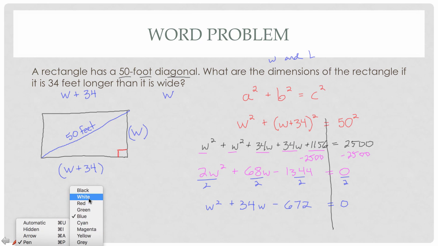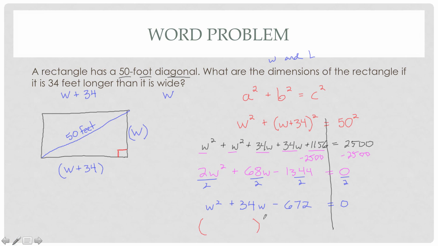Now let's see if we can factor it. It's a moment of truth. How well can we factor this thing out? It's an easy trinomial. I've got W squared, so I know that's going to be W times W. But now I need two numbers that add up to 34, but multiply to make negative 672. This may take you a little bit of time, but let's think about factors of 672.